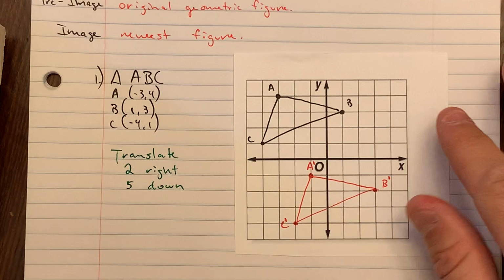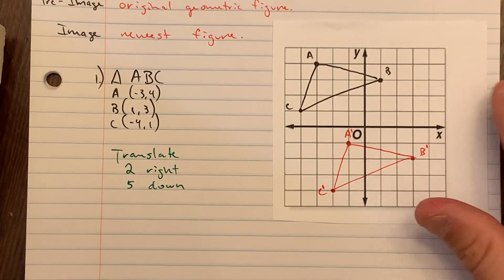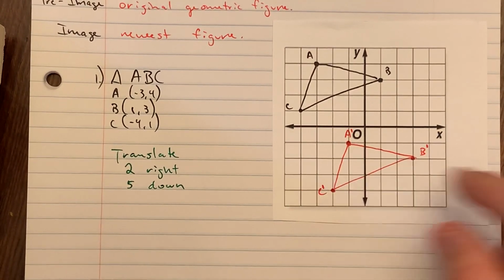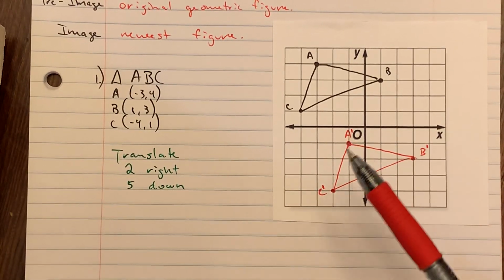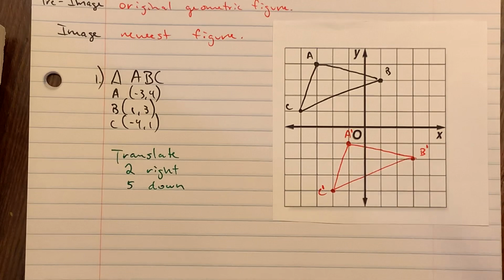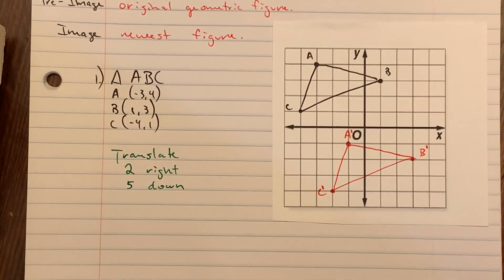Now, if you don't have a graph, we can definitely work with this information to find these new points, because this new point is -1, -1. This one is 3, -2. This one is -2, -5. So there's another way we can do that without graphing. So let's go to example 2.